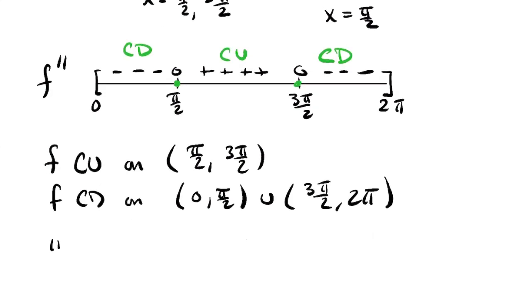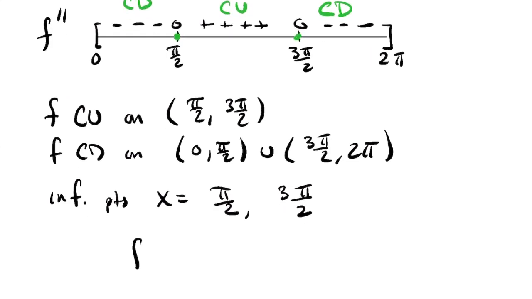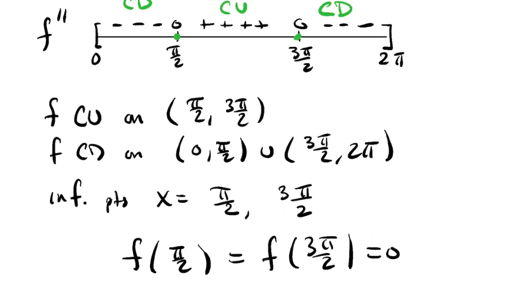And we have inflection points when x is pi over 2 or 3 pi over 2. Pardon me, 3 pi over 2. And the value you can check of those inflection points, you can check that f of pi over 2 and 3 pi over 2 are 0. So the y coordinates at those inflection points are 0. All right, so that's a pretty thorough analysis of the function.